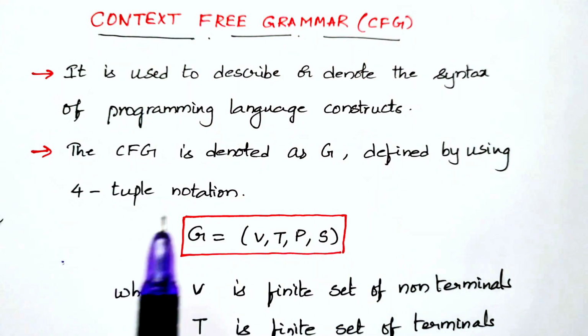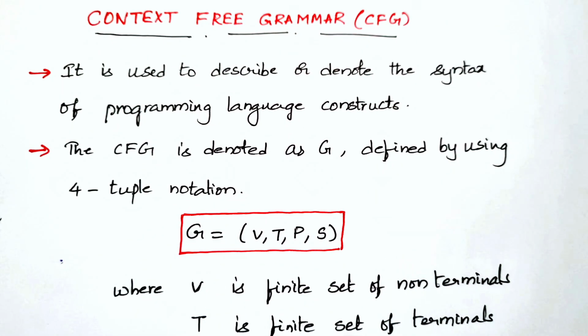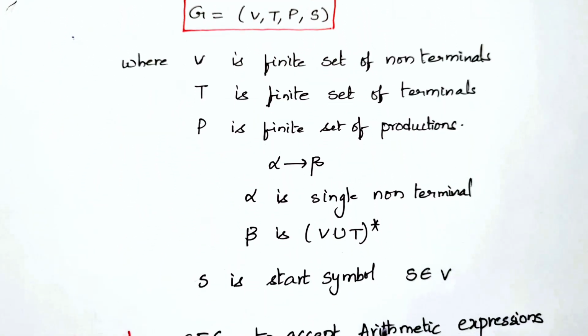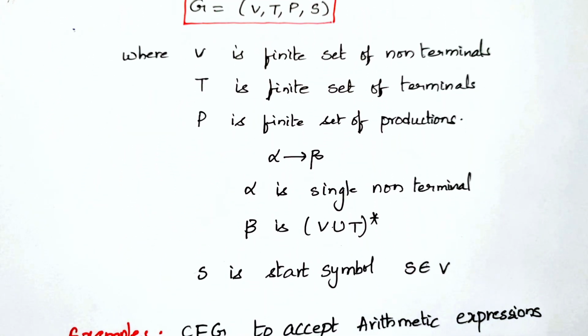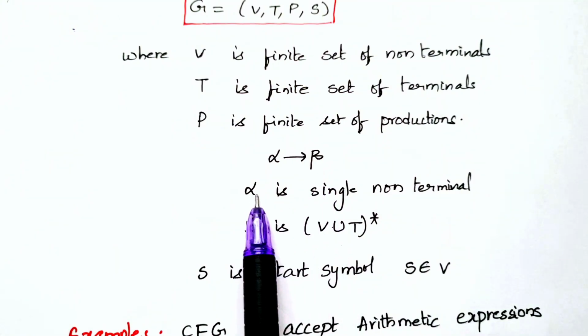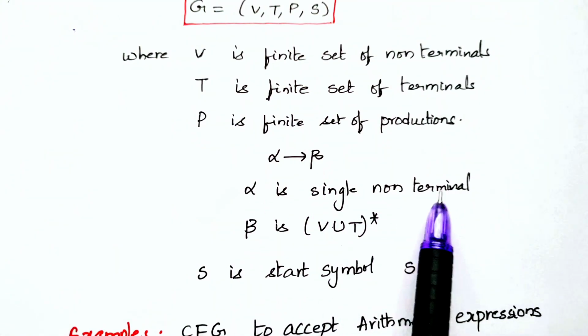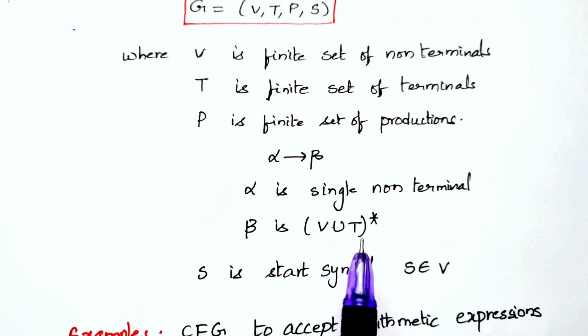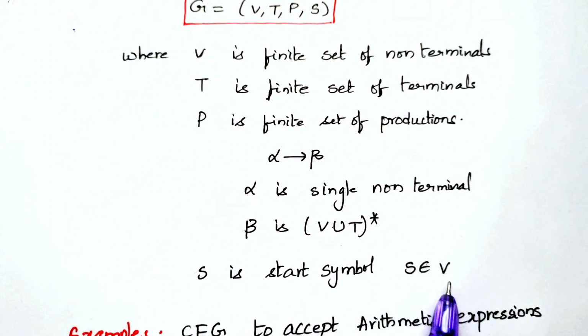A CFG is denoted as G, defined using 4-tuple notation G = (V, T, P, S), where V is a finite set of non-terminals, T is a finite set of terminals, P is a finite set of production rules. Productions will be in this format: alpha goes to beta, where alpha is a single non-terminal, and beta can be a combination of terminals and non-terminals. S is the start symbol and it belongs to the non-terminals.